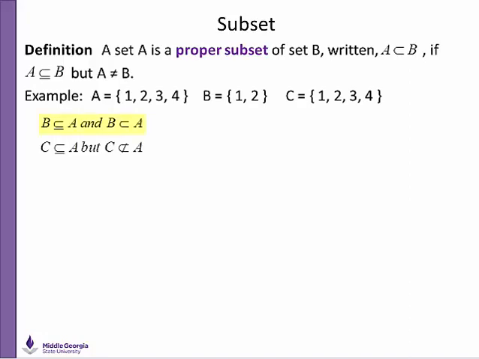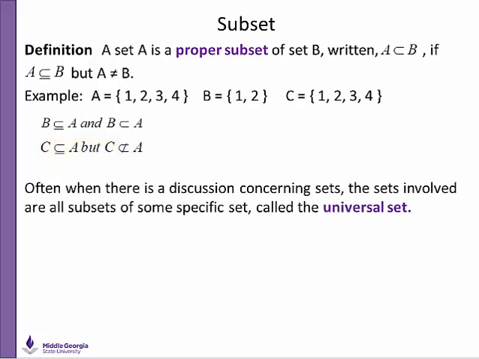The difference is, in the first case, everything in B is also in A, but A has some things B doesn't, so they're not equal. In the second case, C is a subset of A because everything in C is also in A, but C is not a proper subset of A because C and A contain exactly the same things, and A does not have any elements that are not in C. Often when there is a discussion concerning sets, the sets involved are all subsets of some specific set, which we call the universal set.